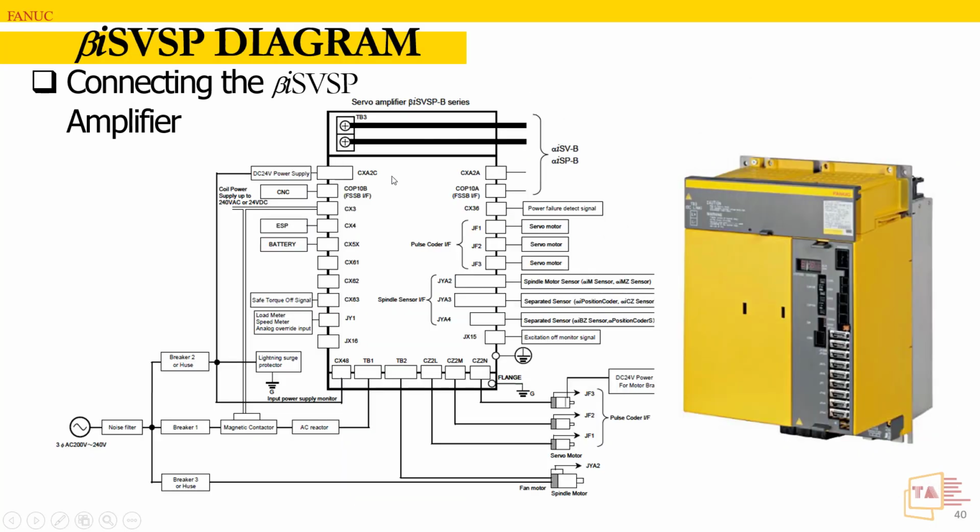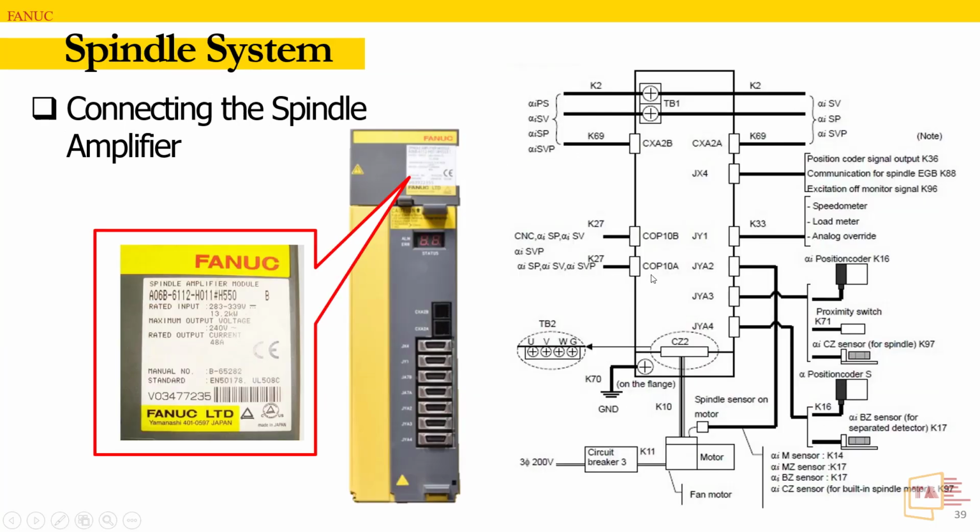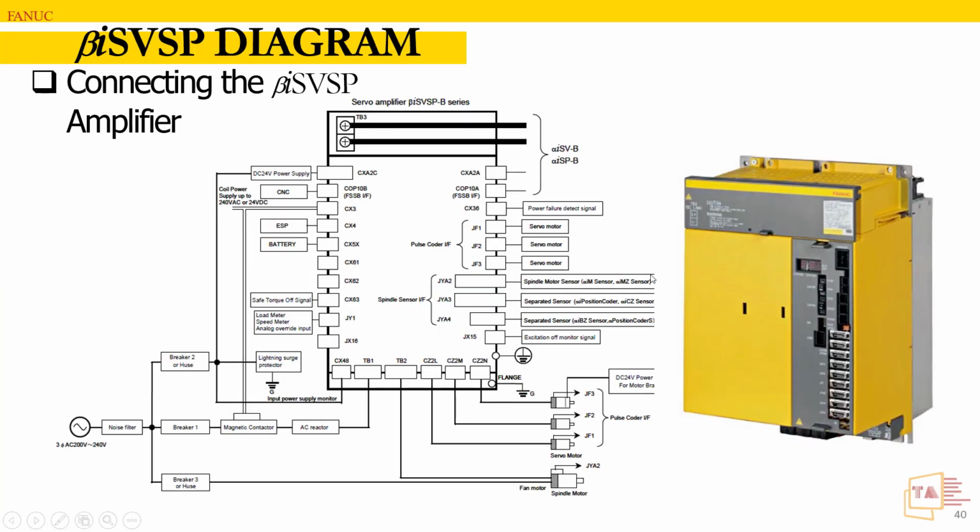And this is the Beta series servo and spindle amplifier in the same configuration. There's nothing different between Alpha and Beta. Maybe some of the functions will vary when compared with the Alpha series, but both are okay. According to the application, we have to select and use. So these are the details about spindle control and how it works.